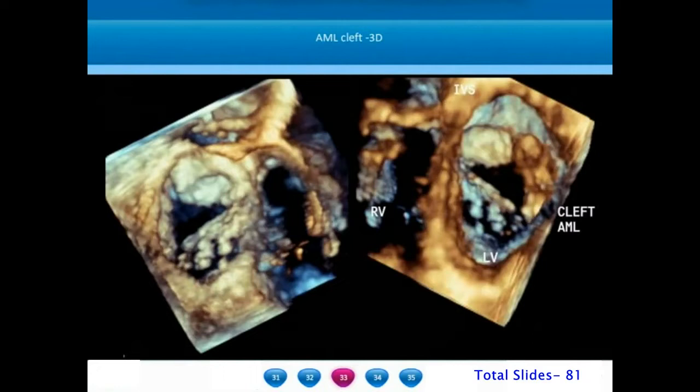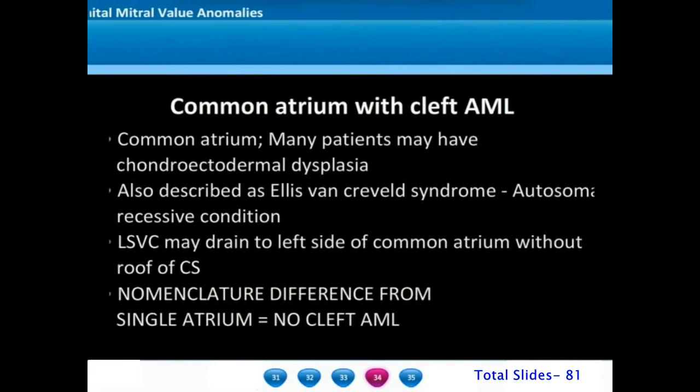On the two still frames, we show the cleft of the anterior mitral leaflet. On the left hand side, we see the atrial en face view, and on the right hand side, we see the ventricular en face view. Common atrium is also associated with cleft of the anterior mitral leaflet.